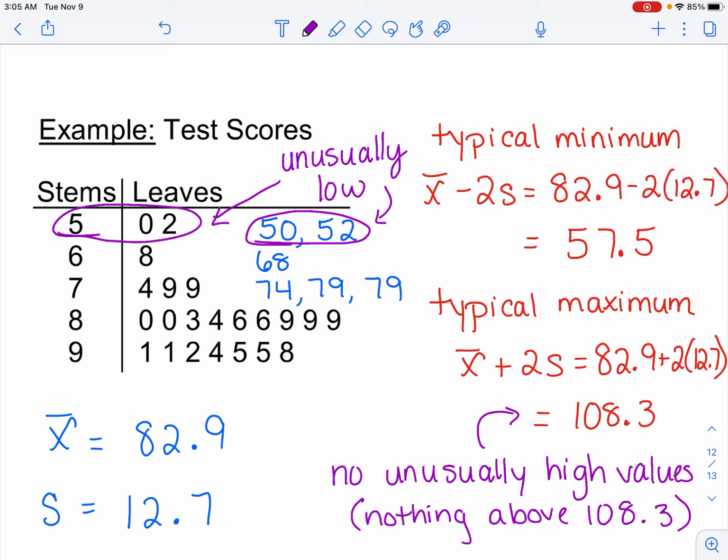All right. So you need to be able to use a graphing calculator to find mean, median, and standard deviation now. And you need to be able to find your typical minimum and maximum values so that you can determine if you have unusually high data values, unusually low data values, or just typical data values. All right, that's the crux of what you need to know. Let me know if you have any questions.